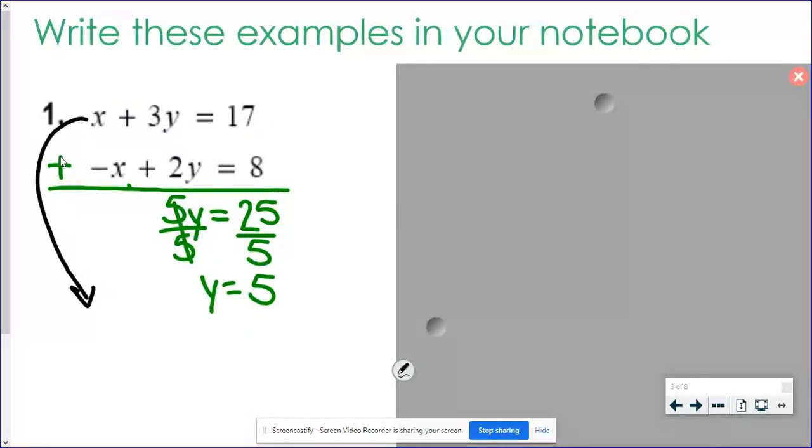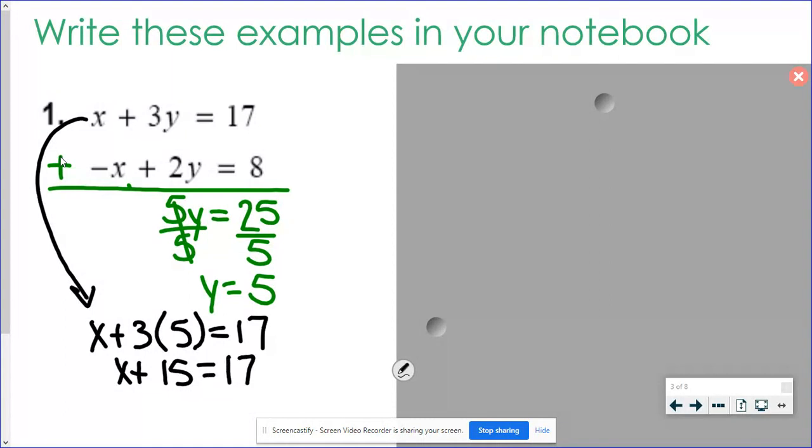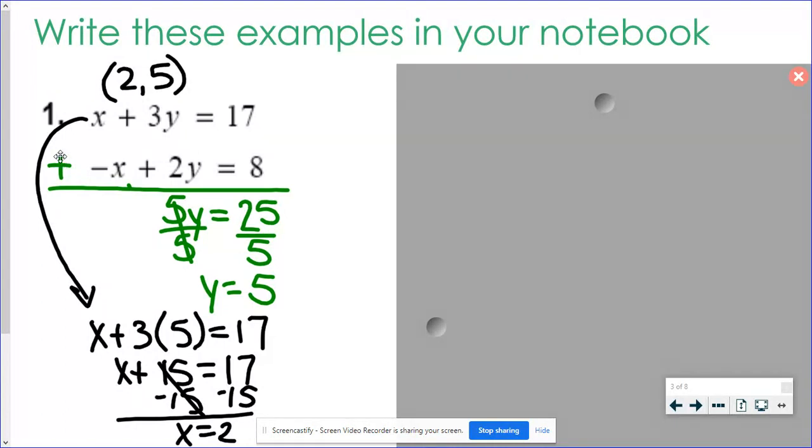However, since I'm looking for the x, and this is just a positive 1x right here, that's the equation I'm going to use. So I'll say x plus 3, and then instead of a y, I'll write in what the y is equal to. 3 times 5 is 15. And then we'll get rid of the 15. So x is 2. So if I know the x and I know the y, I can write my ordered pair for my answer. This will be 2 and 5. And again, you can absolutely substitute back in there and make sure that that works.